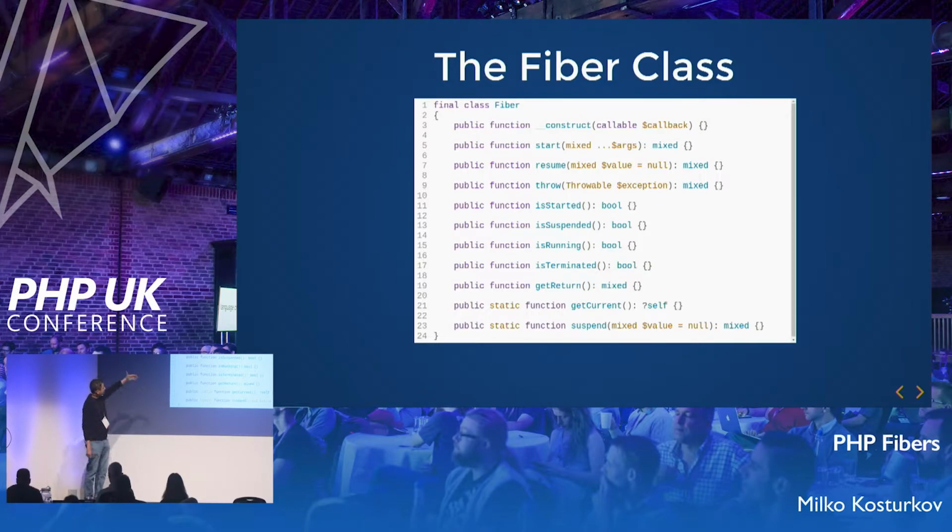We have isStarted, isSuspended, isRunning, and isTerminated. So isStarted, I think, is pretty self-explanatory. isSuspended as well. isRunning. God, I forgot what this flag was about. And isTerminated is telling us whether we reached the end of execution of the callable that we passed. getReturn will give us the return value of the function being executed in the callback.